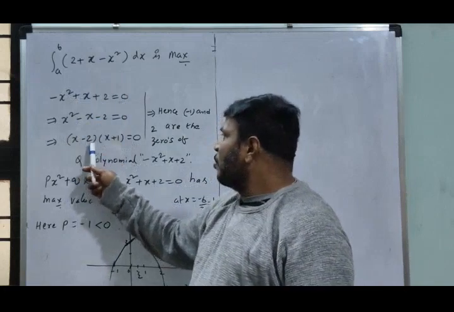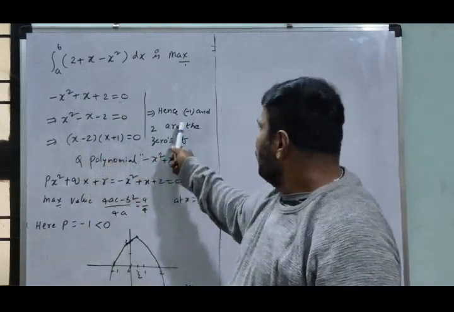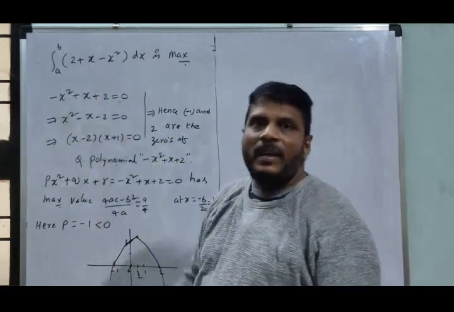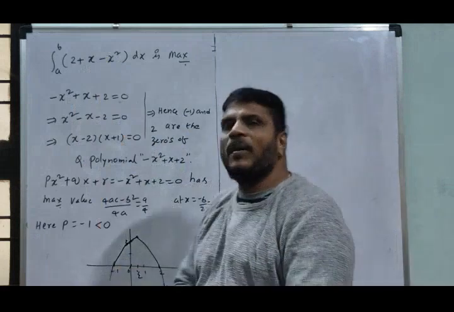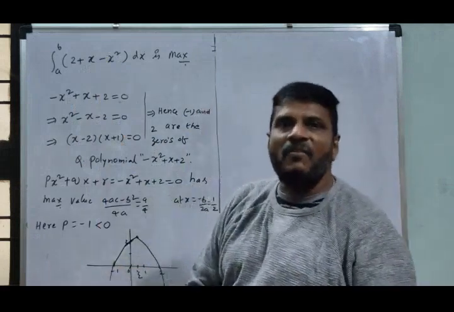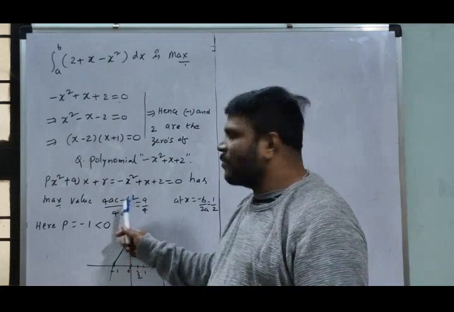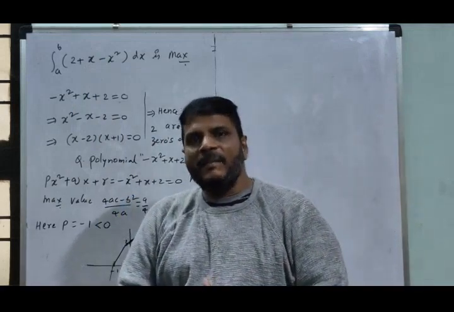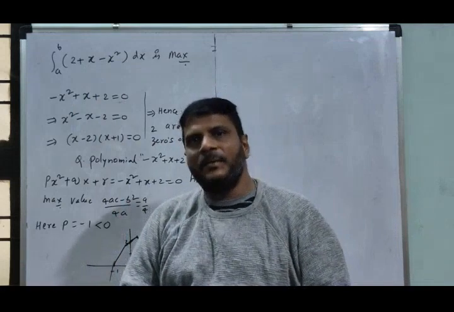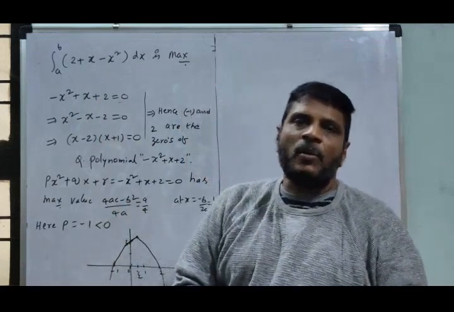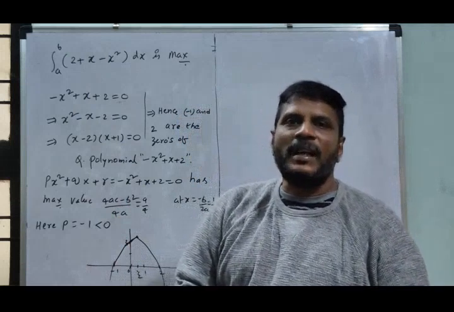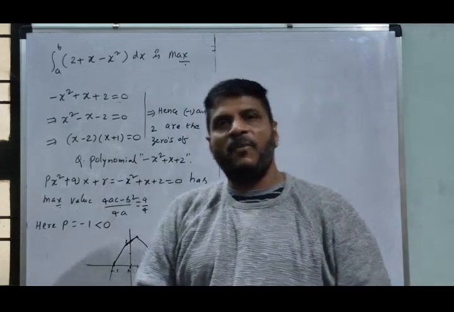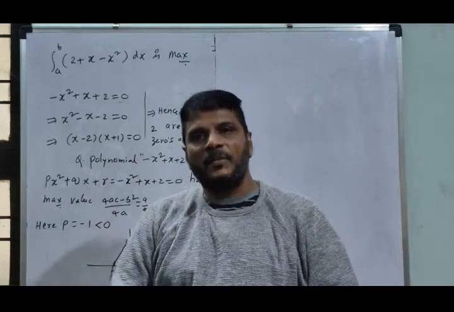You will get 2 and minus 1. Therefore, minus 1 and 2 are the zeros of this quadratic polynomial. And also we know that the quadratic polynomial has maximum value (4ac minus b square) by 4a at x equal to minus b by 2a whenever the x square coefficient is negative. Whenever the x square coefficient is positive, the quadratic polynomial has minimum value (4ac minus b square) by 4a at x equal to minus b by 2a.